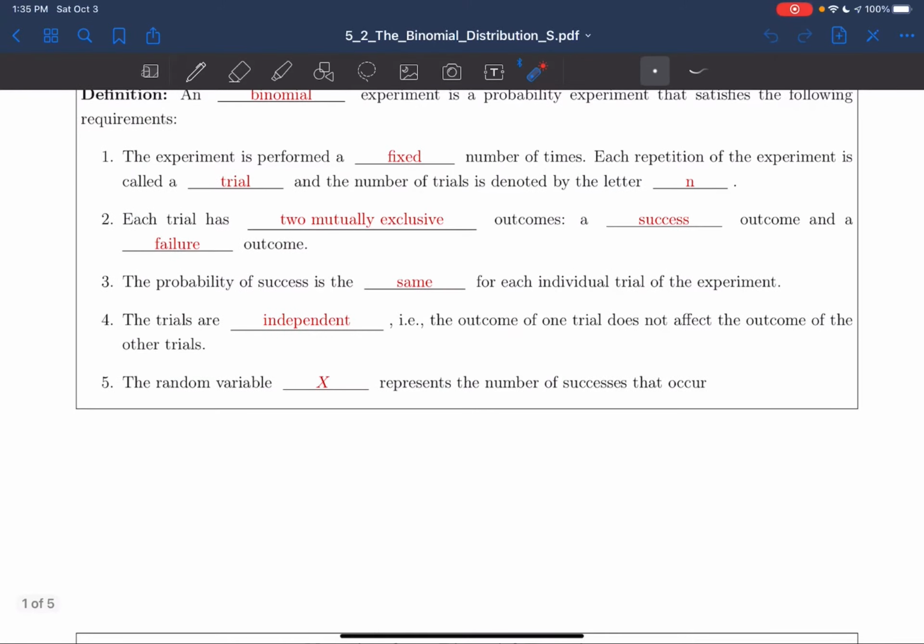The trials are independent, which means that the outcome of one trial does not affect the outcome of the other trial. That's just the definition of independence. It just means that the outcome of one trial doesn't really affect the outcome of any of the other trials. The random variable x is represented by the number of successes that occur.